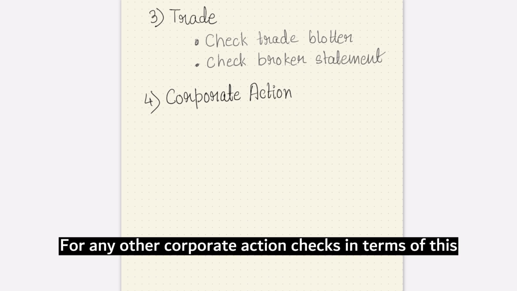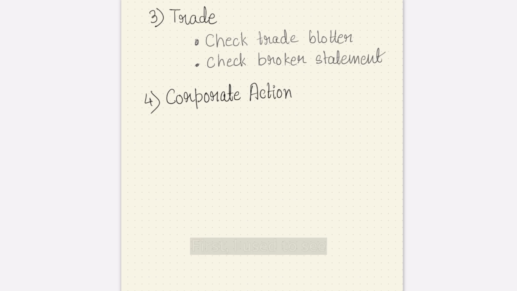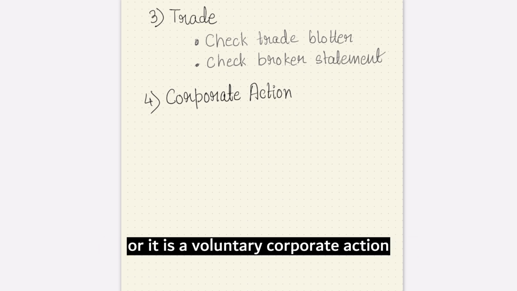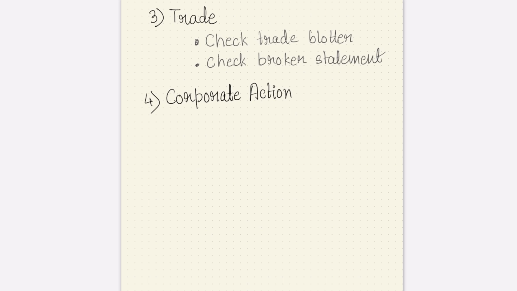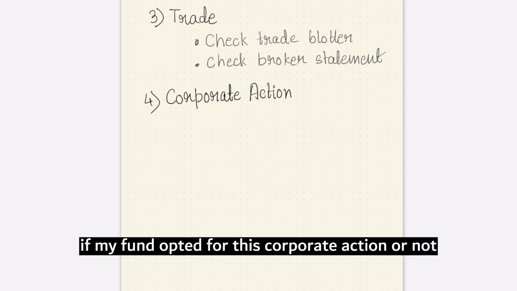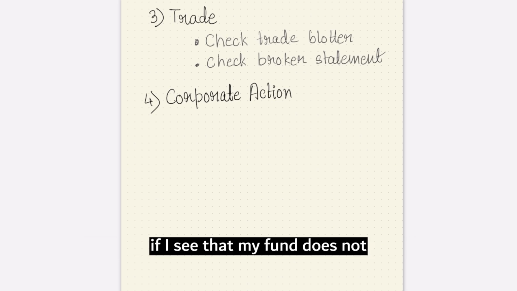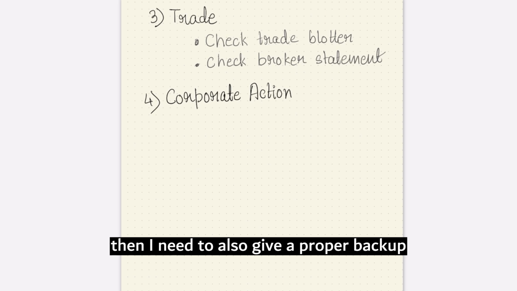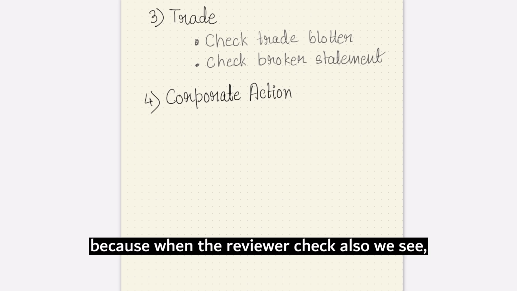For any other corporate action checks, first I see whether it is a mandatory corporate action or a voluntary corporate action. If it is a voluntary corporate action, then I will check if my fund opted for this corporate action or not. If I see that my fund has not opted for it, then I also need to give a proper backup. Because when the reviewer checks, we see we get 10 funds.